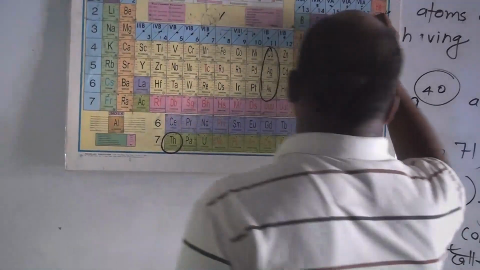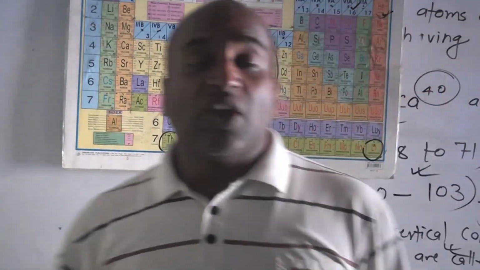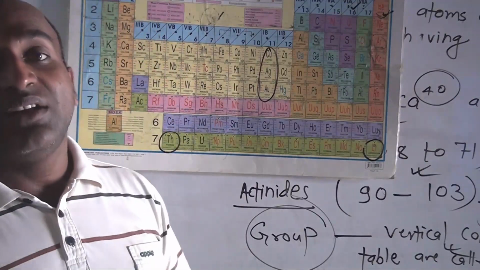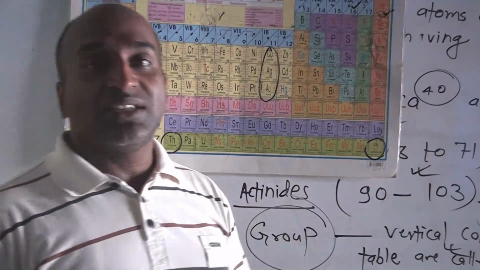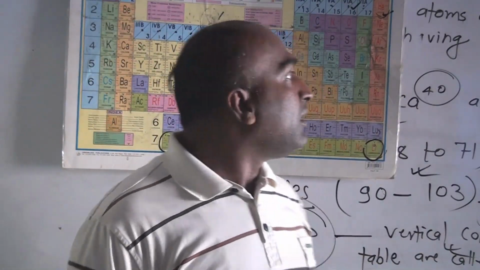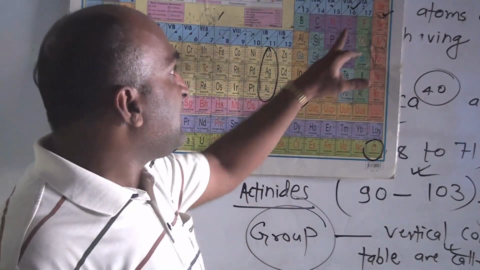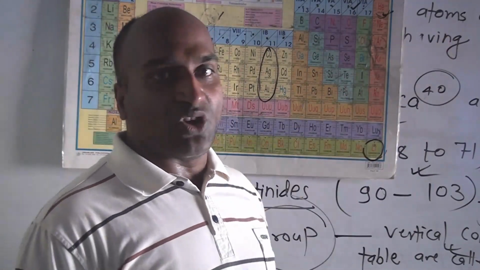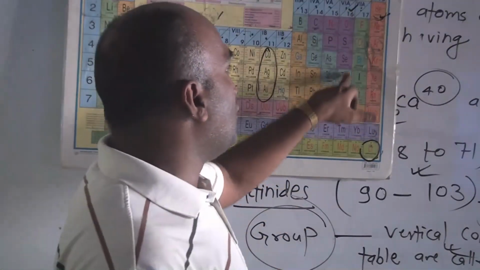Now we study group 6A. Elements of group 6A are called chalcogens. Chalcos means copper, and genus means to produce. Actually, these elements are highly reactive with copper. They react with copper, so they are called chalcogens.